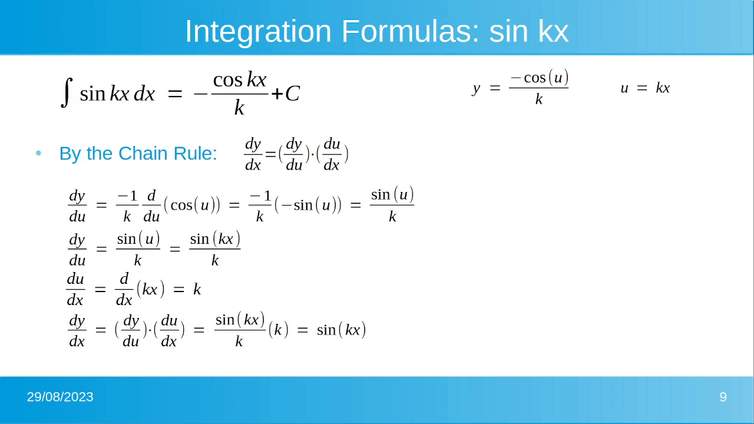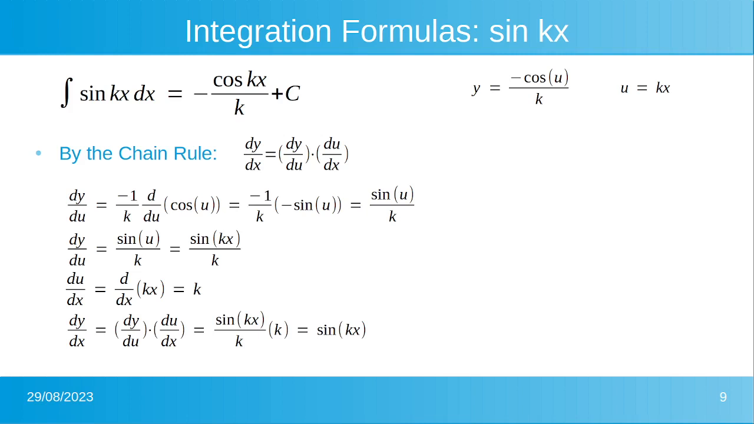So we can do that below here in the bottom half of the screen. We start with dy du. dy du is going to be equal to minus 1 over k multiplied by the derivative with respect to u of cos u, which evaluates to minus 1 over k multiplied by minus sine u, which works out to be sine u over k. So if we swap out what u is into that formula, we get that dy du is equal to sine u over k, which is equal to sine kx over k.